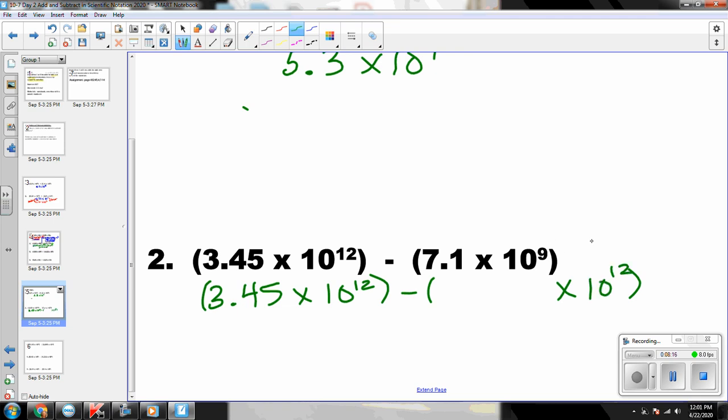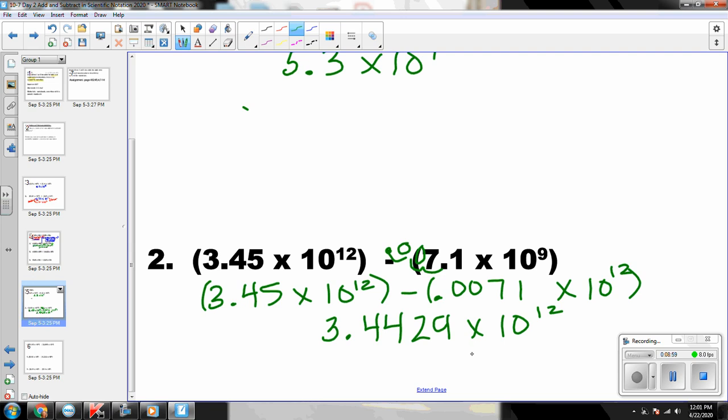So let's see, when I go from a 9 to a 12, I make this exponent larger by 3. So if I make the exponent larger, I got to make the beginning number smaller. Since I made it larger by 3, I have to move my decimal point 3 places to the left. So here's 1, 2, add another 0, 3. This would be a 0.0071. Since the exponents are the same, they're both times 10 to the 12th, I can go ahead and take 3.45 minus 0.0071. I'll get a 3.4429 times 10 to the 12th.